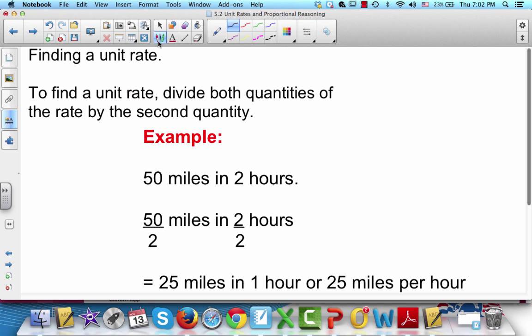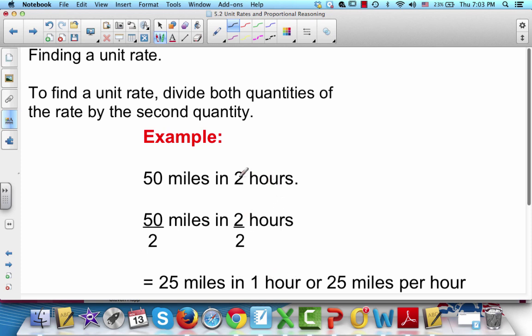Okay, now to find a unit rate, divide both quantities of the rate by the second quantity. So here we go. We've got 50 miles in 2 hours. How did we do that? It says divide both quantities, the 50 and the 2, by the second quantity, the 2. So we divided 50 by 2 and we get 25. We divide 2 by 2 and we get 1, which is 25 miles in 1 hour.